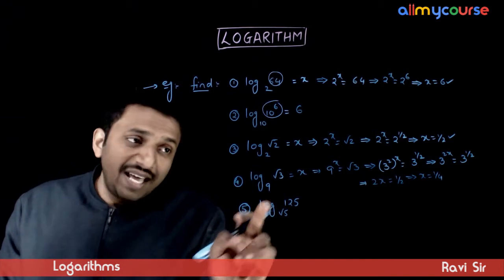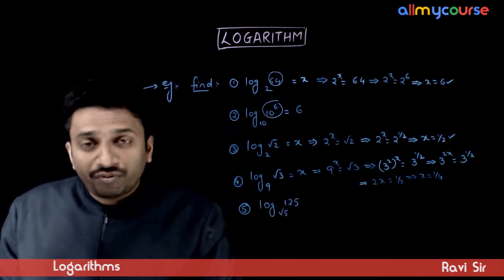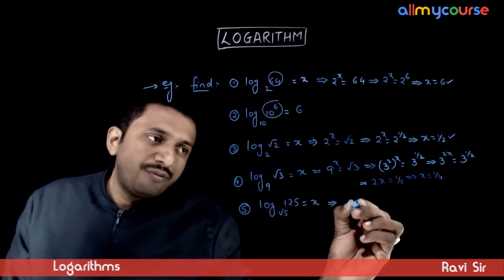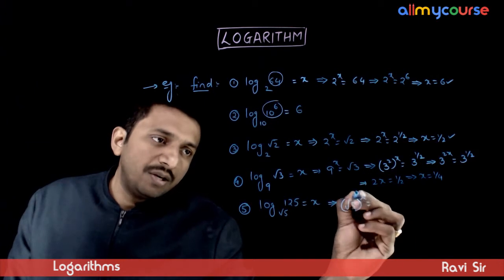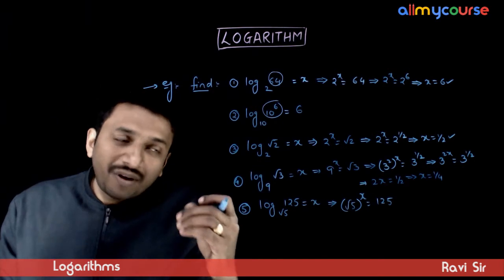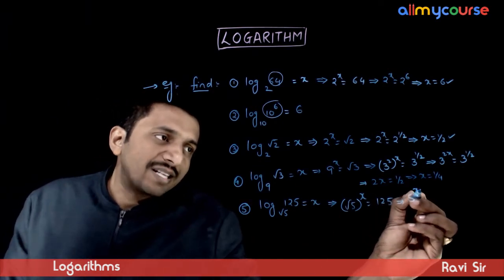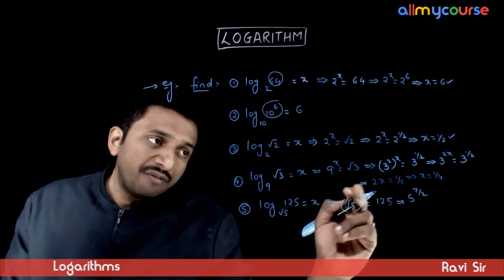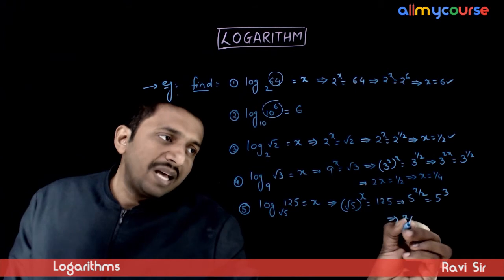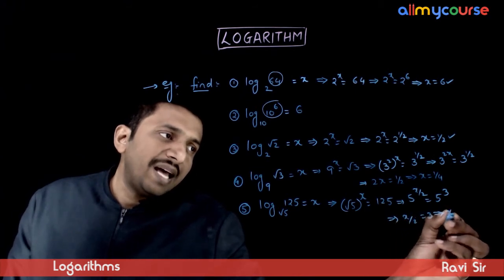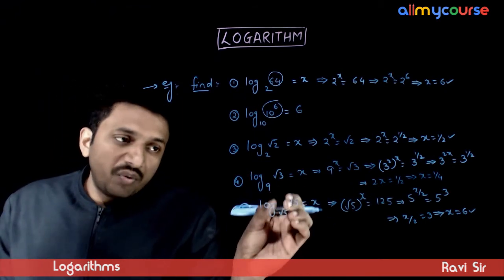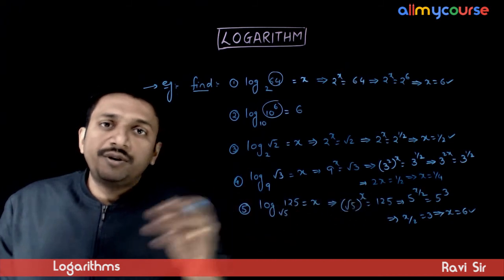Next, finally, let us take log 125 to the base root 5. Again, let it be equal to x. This implies root 5 power x has to be equal to 125. So let us express both of them in powers of 5. This implies 5 power x by 2, since root is power half. 5 power x by 2 is equal to 5 power 3. 125 is nothing but 5 cube. This implies x by 2 is equal to 3. And this implies x is equal to 6. So the value of log 125 to the base root 5 is equal to 6.